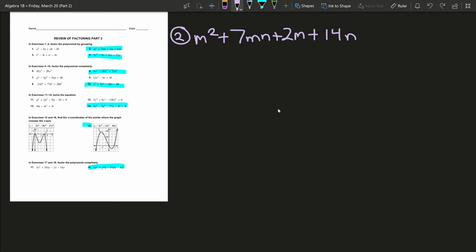Hello students, today we'll be working on review of factoring part 2. I have already highlighted the numbers we're working on today. Let's begin. So number 2, we have m squared plus 7mn plus 2m plus 14n.